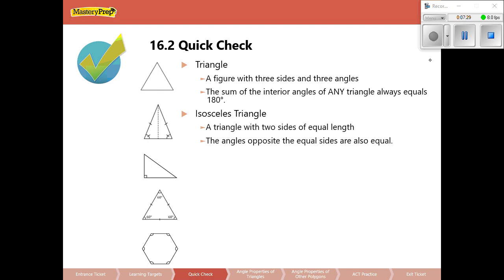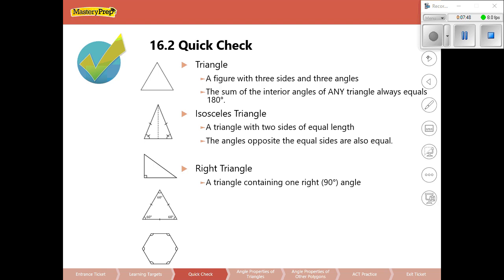The angles opposite the equal sides are also equal, because the angles opposite congruent sides are congruent. The sides that are opposite congruent angles are going to be congruent. It goes either way. The next one that we have is a right triangle. We call it a right triangle because it contains one right angle.